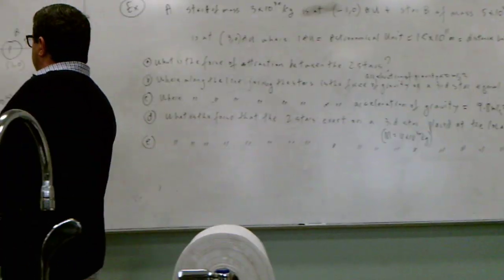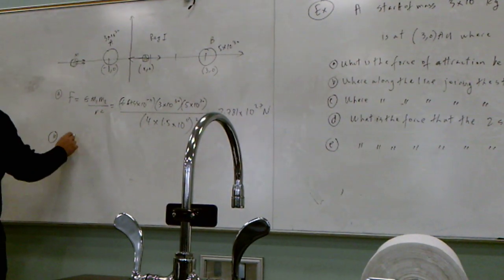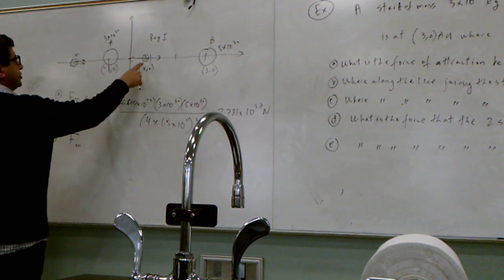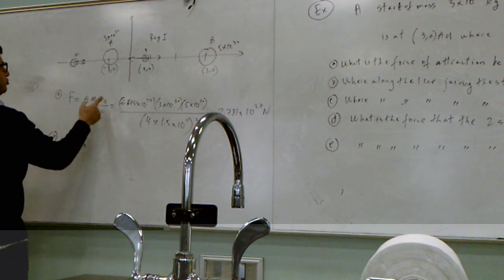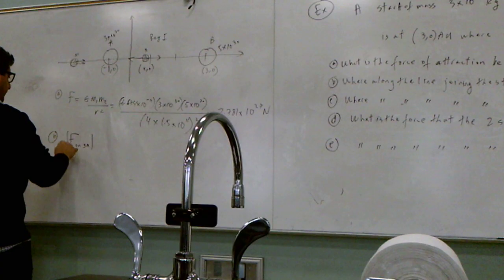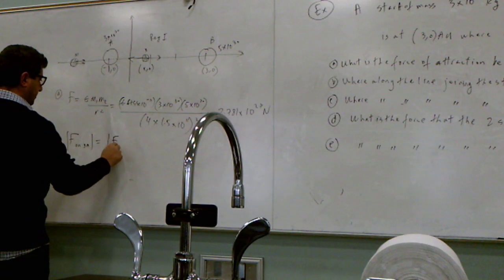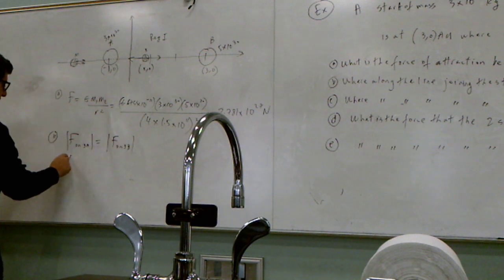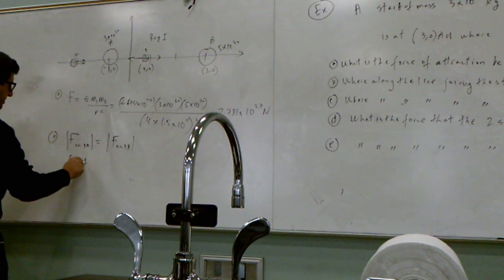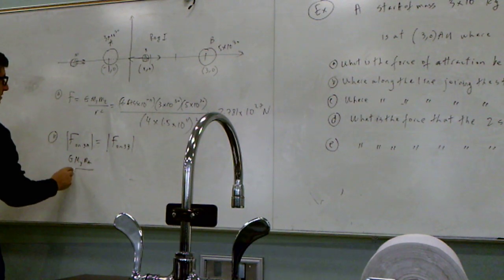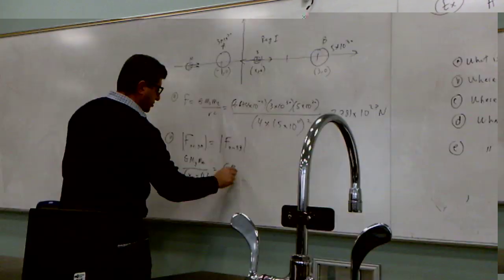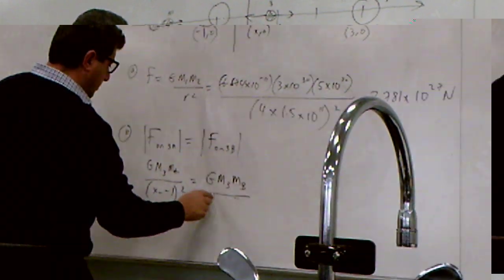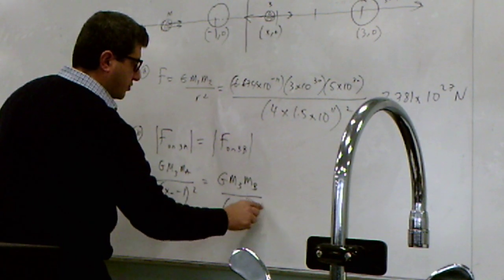Okay, so then we're going to say the force on the third object. This is the third object. The force on the third object due to star A, the magnitude of that has to equal the force on the third object due to star B. So then G mass of star 3, mass of star A, over x minus 1 squared is equal to G mass of star 3, mass of star B, over x minus 3 squared.